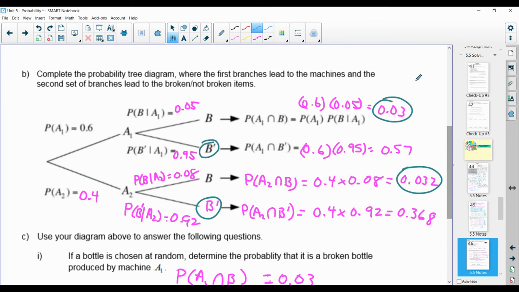Oh, sorry, I circled the wrong ones there. I was having a moment. All right, let's try that again. Not broken. I just circled the ones that are broken. All right, so we want the probability that they're not broken. So 0.57 and 0.368. So not broken.